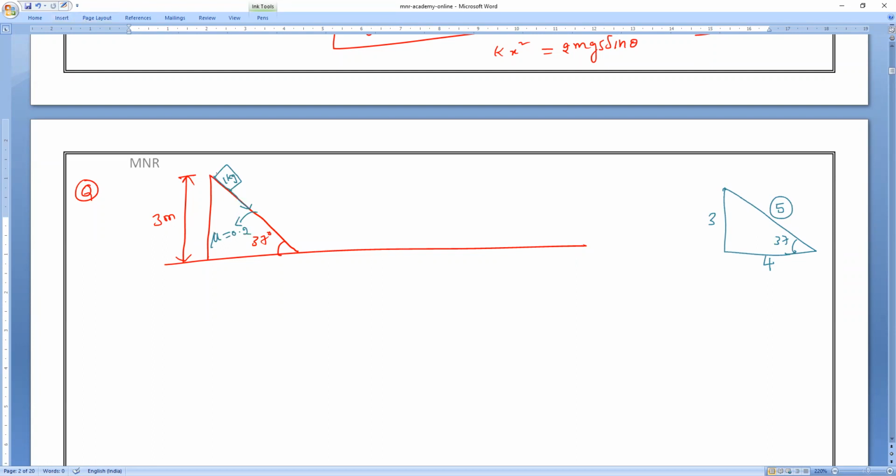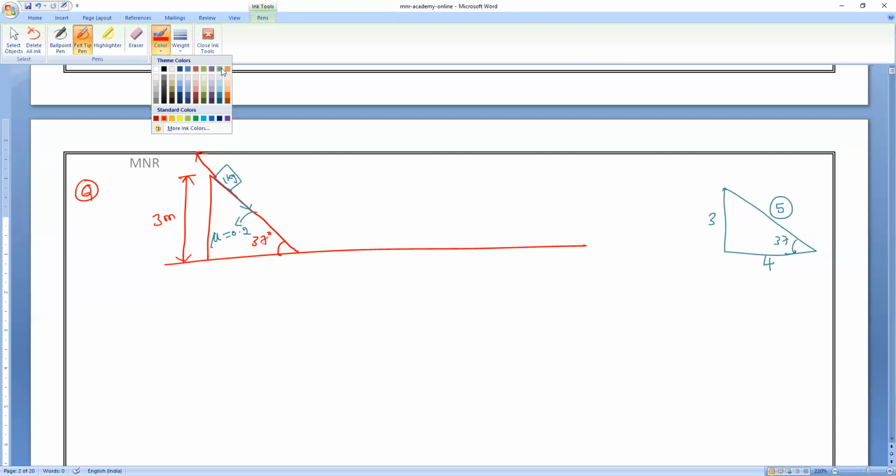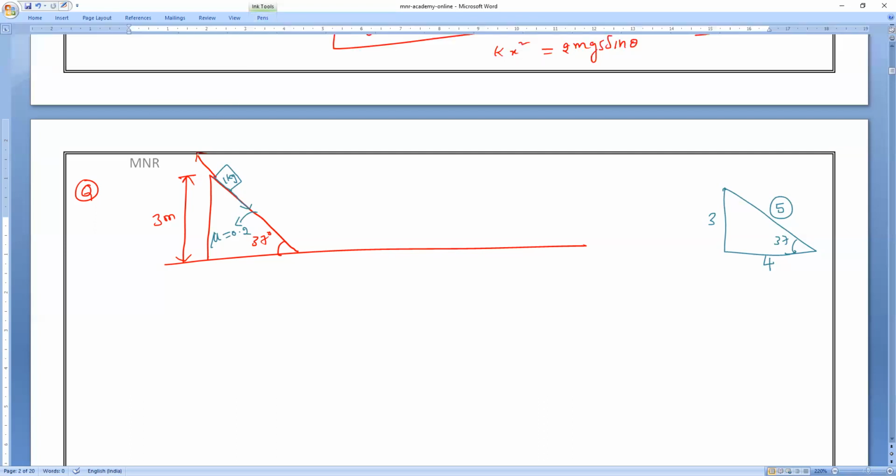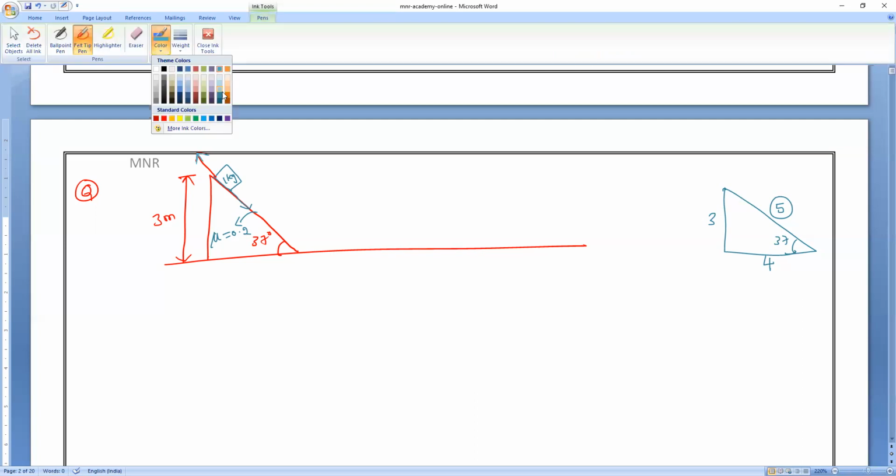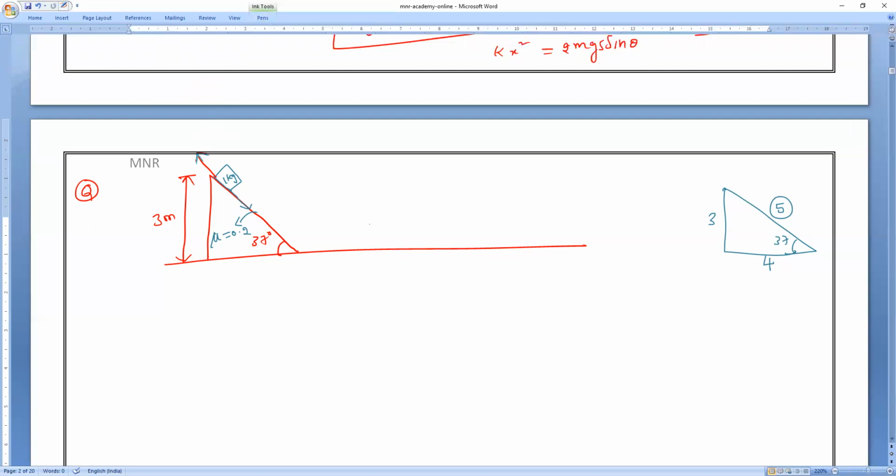A coefficient of 0.2 means the frictional force will act in which direction? Opposite. So is the work done negative or positive? Displacement is downwards, friction is upward, so the work done is negative. We will study that. Keep it in mind. The body is sliding, and the distance from this point to this point is approximately 2 meters.